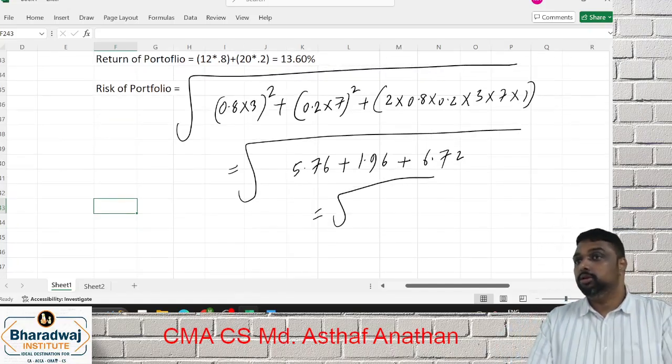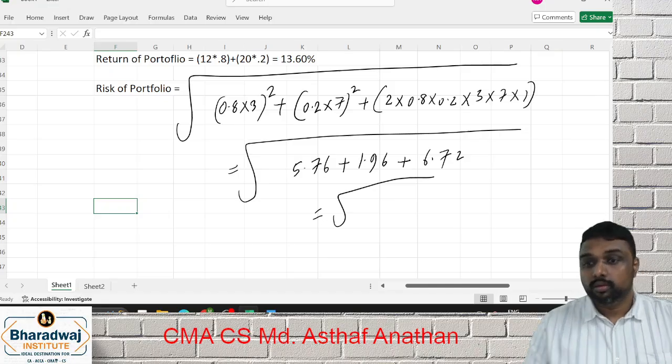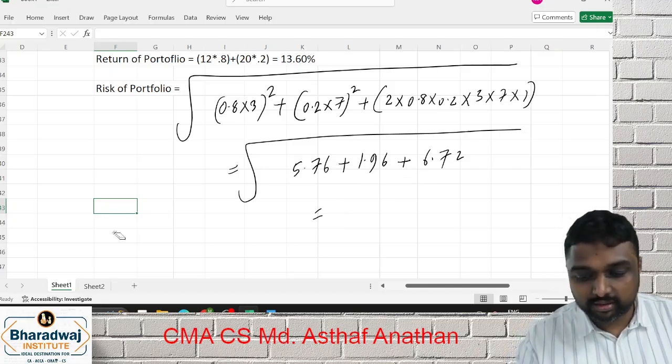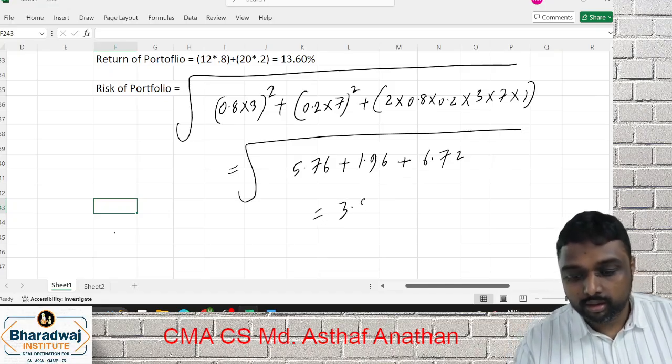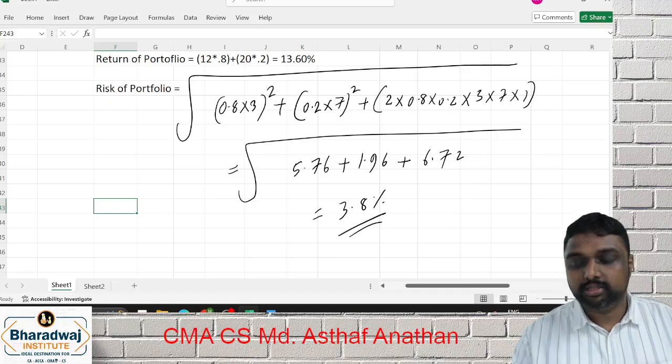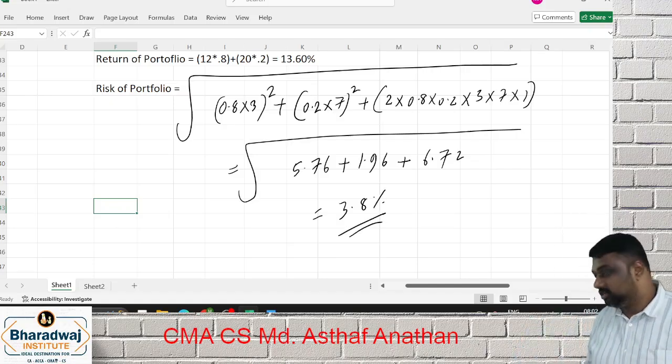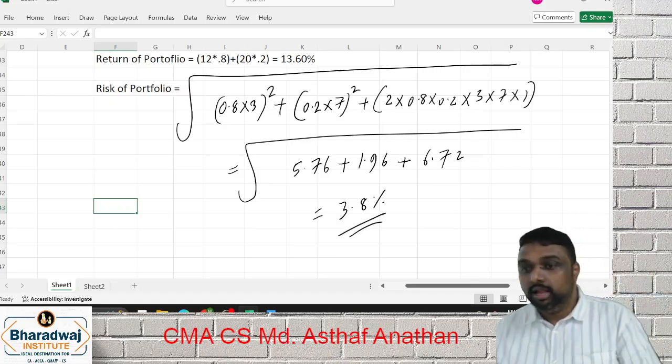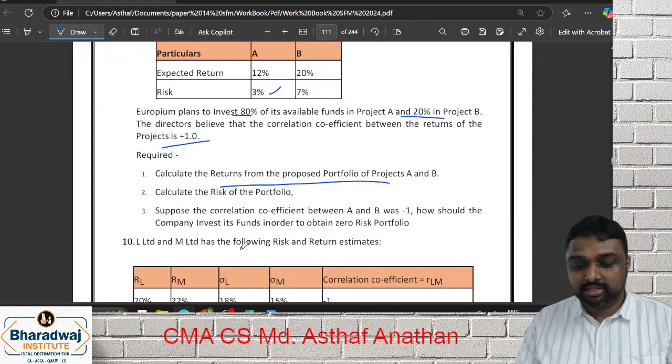this is what method 2. Final answer. What is the final answer? 3.8%. This is how you have to find out the risk of portfolio. Method 2. Correct? Now what happens next, my dear friends?